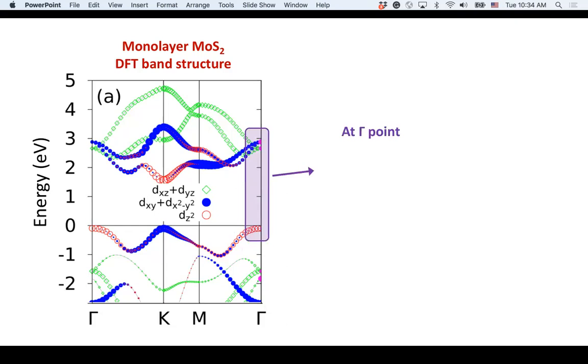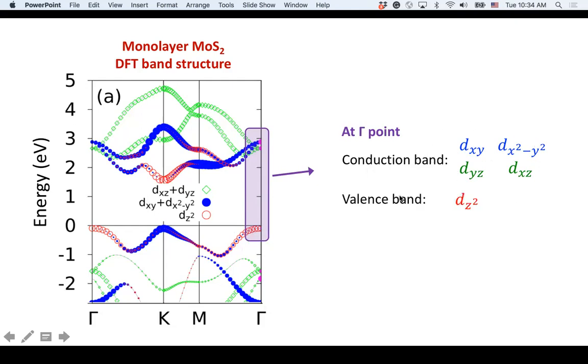So at the gamma point, the conduction band on top has the blue and green, and they correspond to these four orbitals. And then the valence band has the dz squared. So this is when you don't have the hopping. But once you have the hopping, they will mix together, and then things change. When you go to the K point, you can see that the conduction band will be contributed mainly by the dz squared orbital. You see these open red dots here.